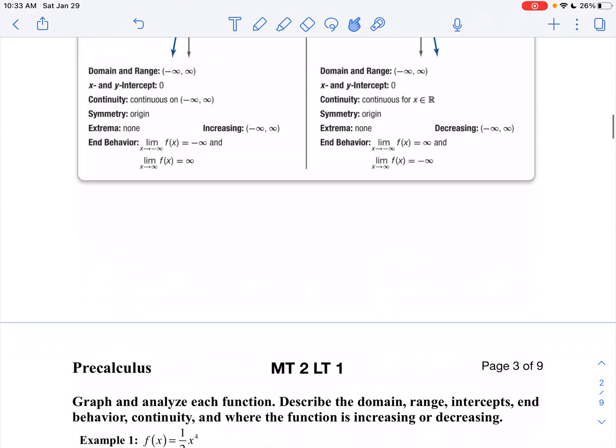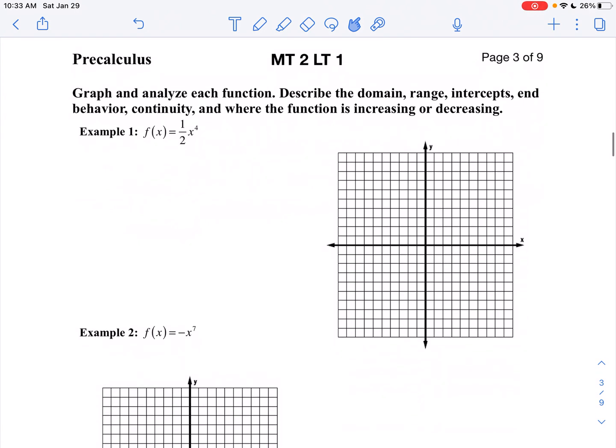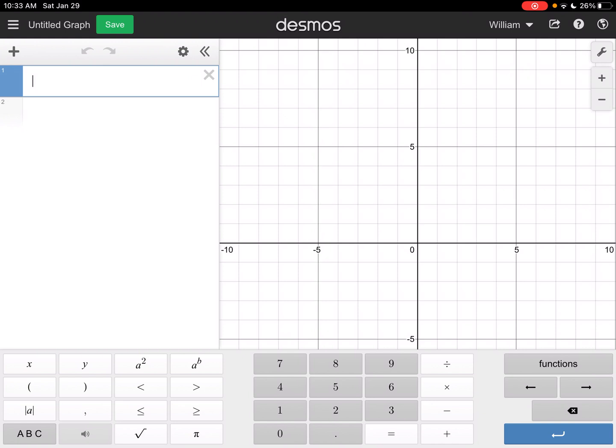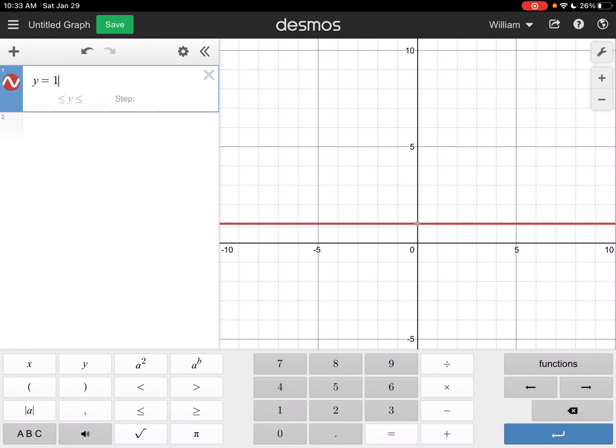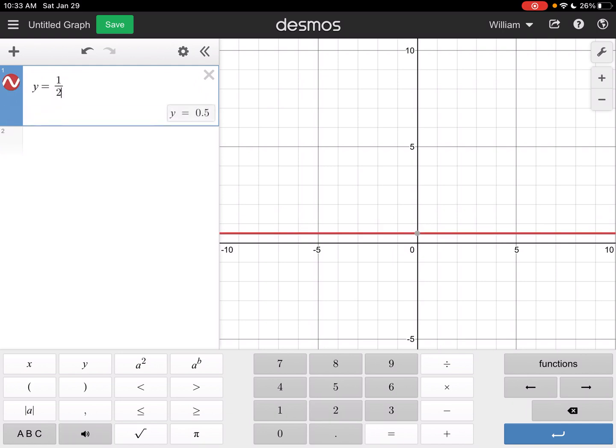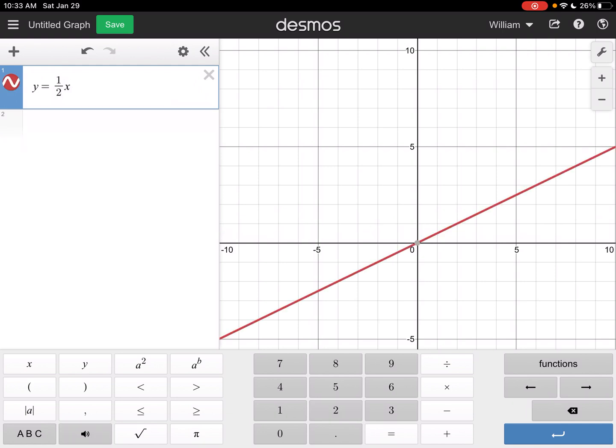So let's take a look at a couple problems here. I want you to graph and analyze each of these functions. I want you to describe the domain, the range, the intercepts, the end behavior, the continuity, and where the function is increasing or decreasing. So first off, let's look at the function y equals 1/2 x to the fourth. I know that's going to be opening up. So I'm going to put this in decimal just so you can see it. 1/2, and then I'll have x to the fourth power.